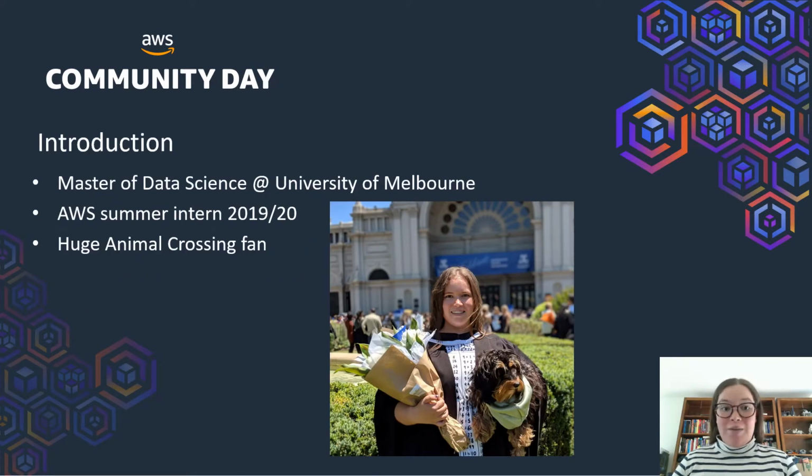So I am a Master of Data Science student at the University of Melbourne, and that's me and my dog, David the Dachshund, graduating from my bachelor's. I also interned at AWS over the summer in the startup business development team, working on some projects with them, and I really loved my time at AWS. It has such a unique company culture and the work is really fun and exciting.